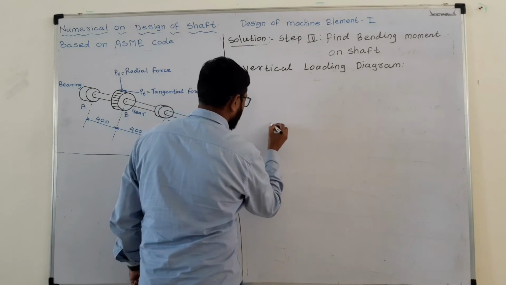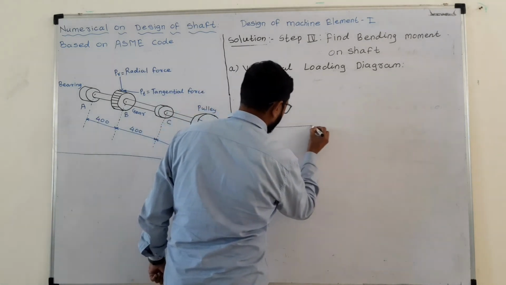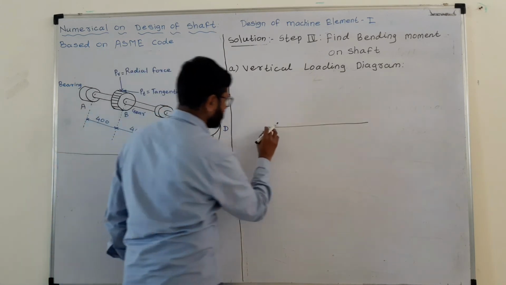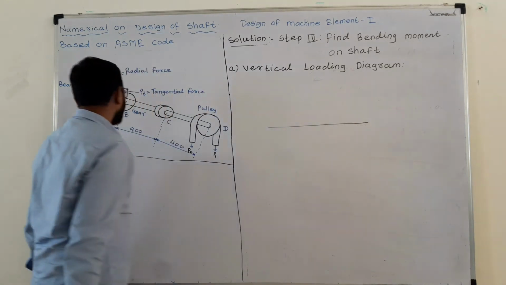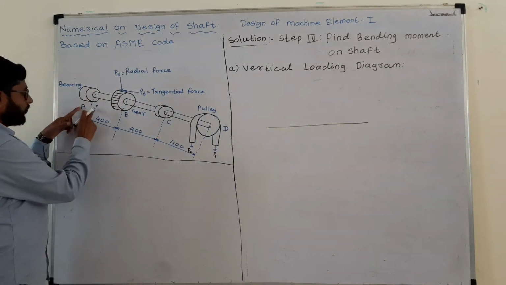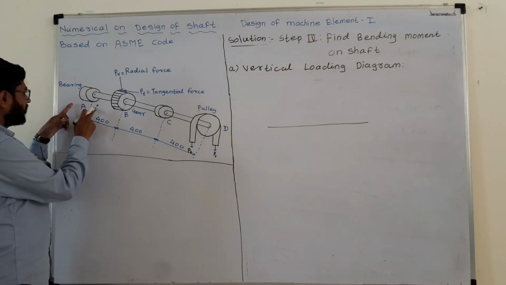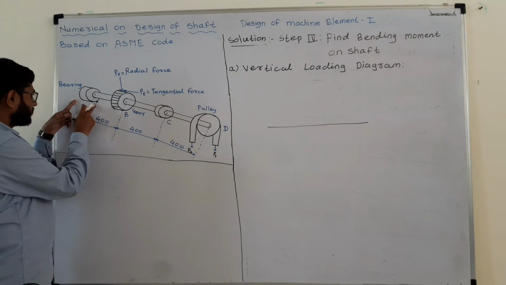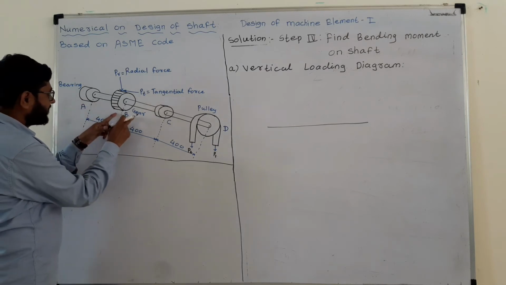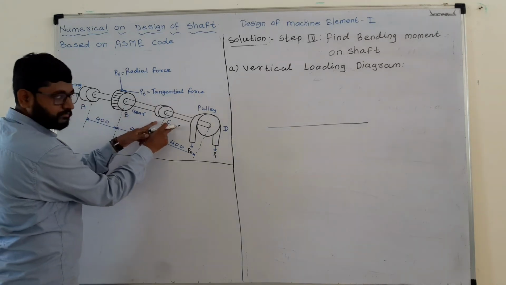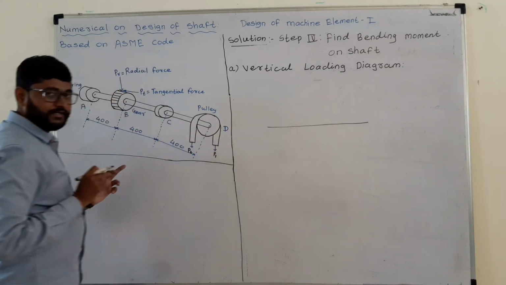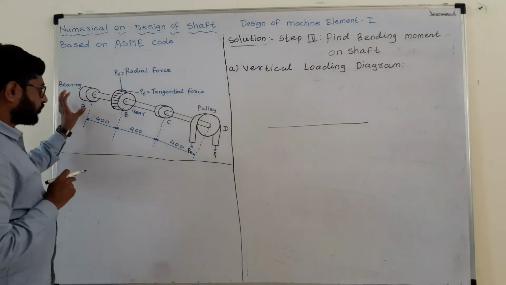So let us draw the vertical loading diagram, this baseline. Here at point A, bearings are mounted, at point B a gear is mounted, at point C again a bearing is mounted, and at point D a pulley is mounted.